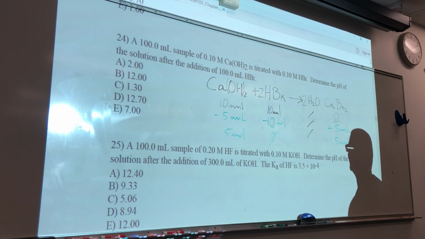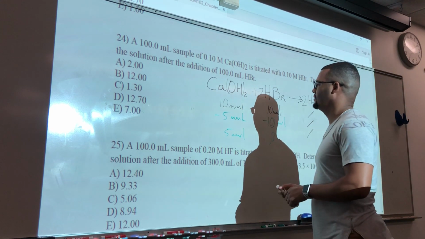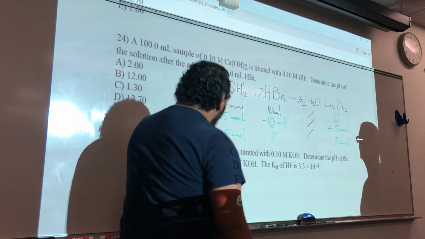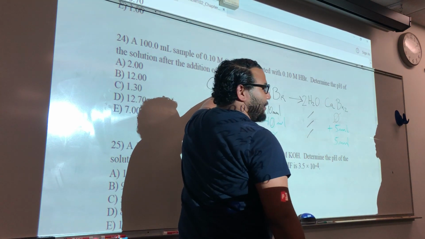So then, notice that we have a little bit of the base remaining, the hydroxide. This is also a really important part too. This is the 5 moles of this. Do you see that?